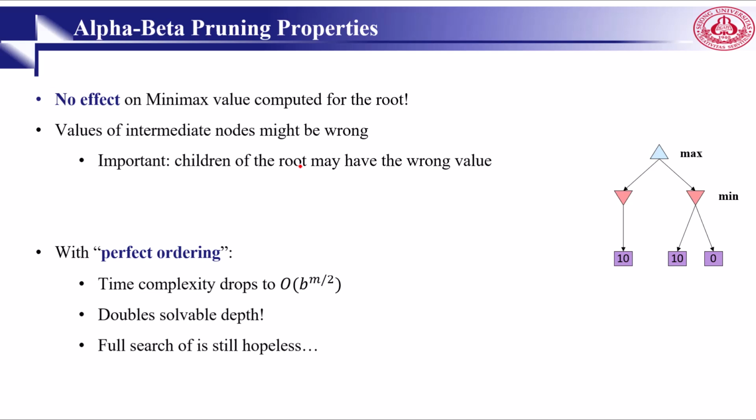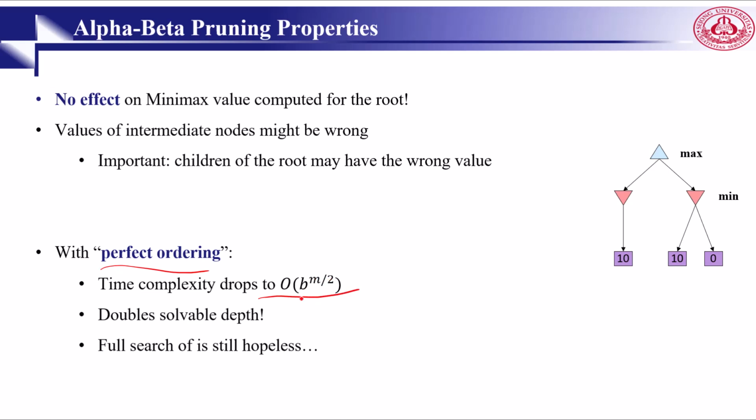So there is a possibility that values of intermediate nodes are wrong. We should care that the children of the root have the wrong value. So the most naive version won't let you do action selection. It's good to know that by doing child ordering, we can improve the effectiveness of the algorithm. For example, if we do the child ordering, we can get the time complexity from big O of b to the power of n to big O of b to the power of n/2. We can have double the solvable depth.